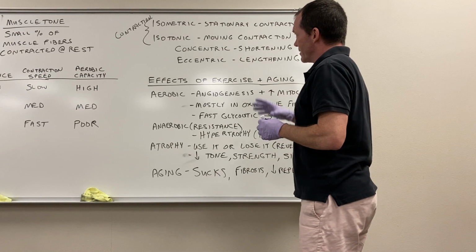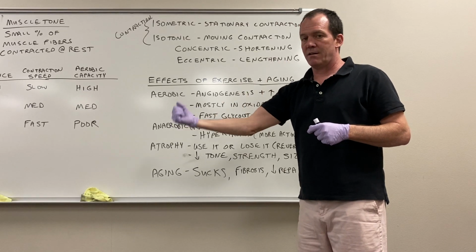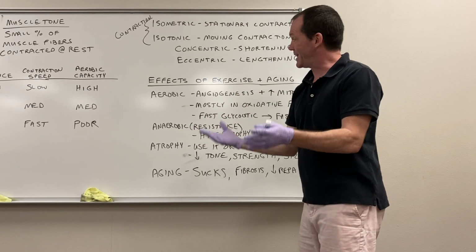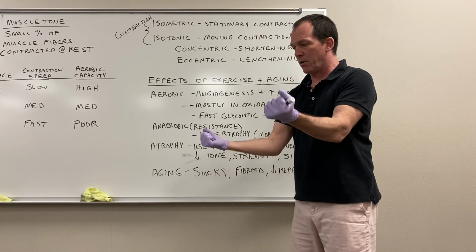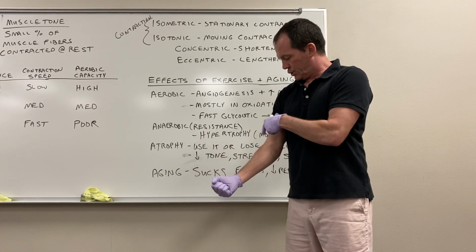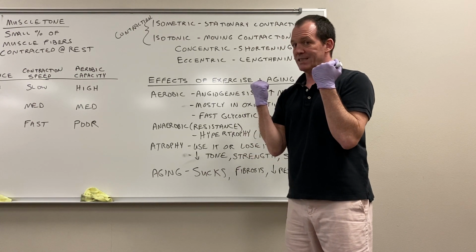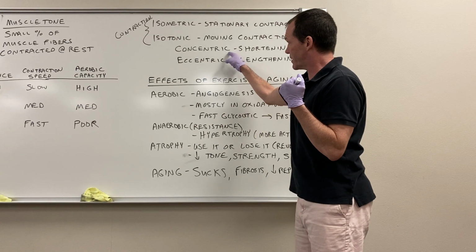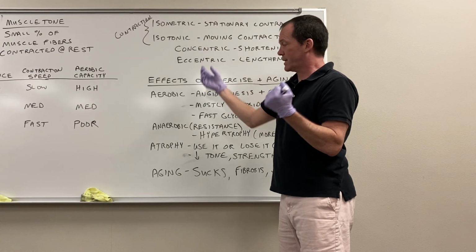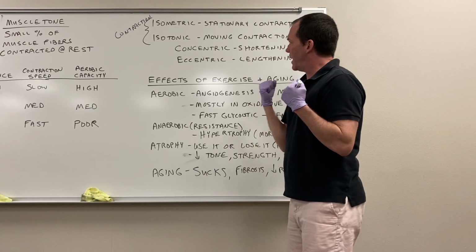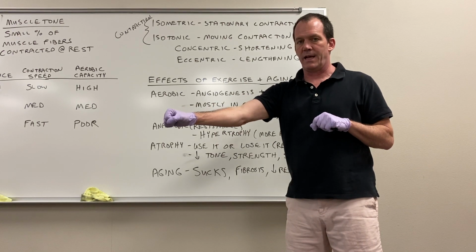Isotonic contractions are moving. So these are going to be change in muscle length. And your classic one is concentric. So if I'm going to do a barbell curl, I'm going to shorten the biceps muscles. And so that's a concentric contraction. Concentric is a subset of isotonic because it is changing length. Concentric contraction is shortening.